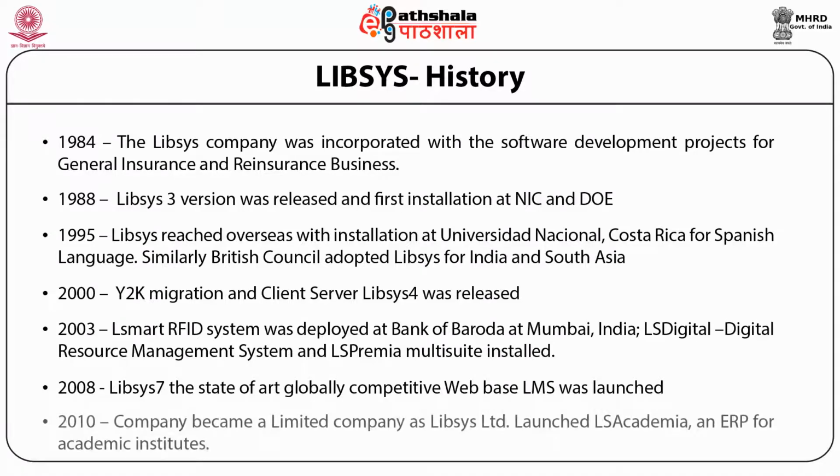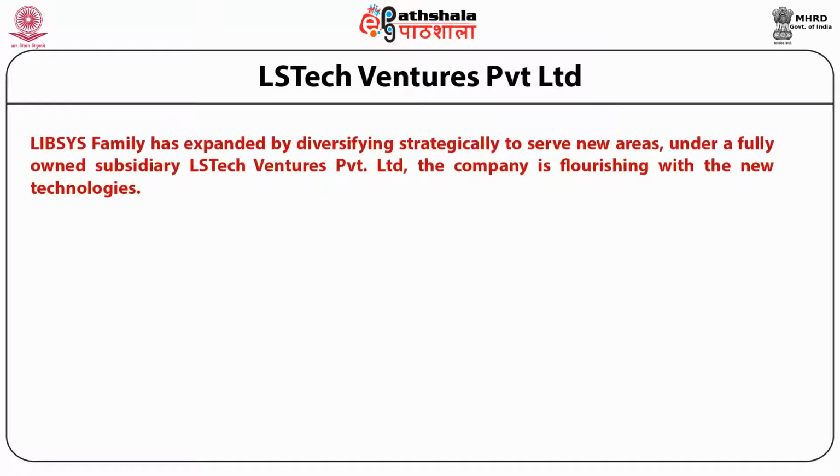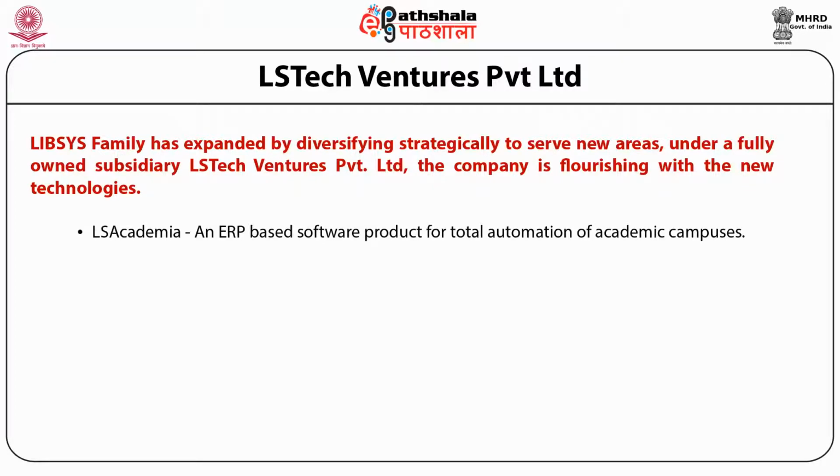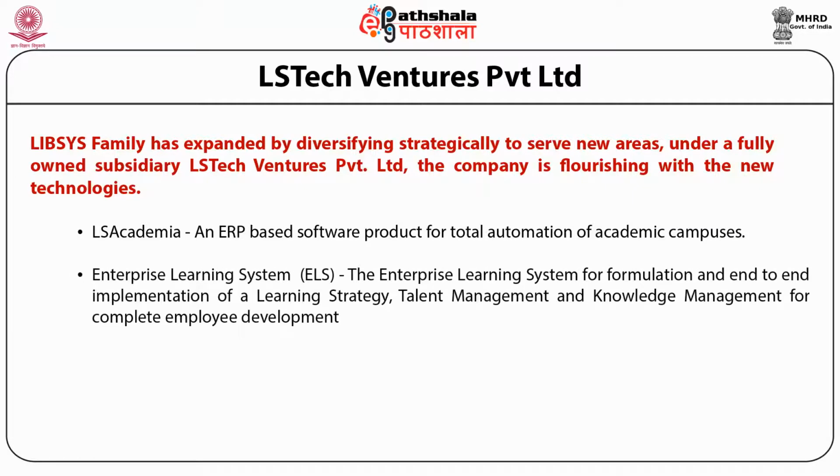Finally, in the year 2010, the company became a limited company as LIPSIS Limited and launched LS Academia, an ERP for academic institutes. The LIPSIS company is also moving to new areas under its own subsidiary, LS Tech Ventures Private Limited. These include an ERP-based software product for total automation of academic campuses like LS Academia.